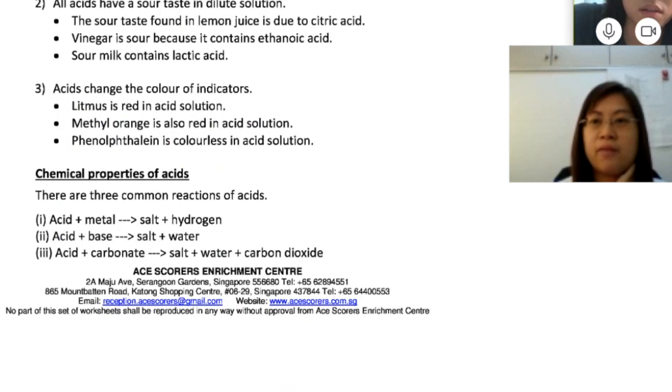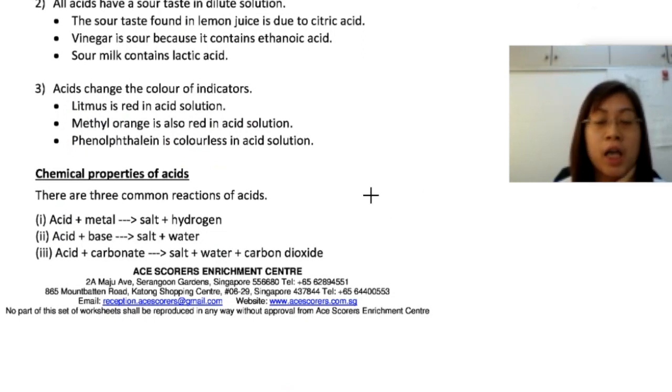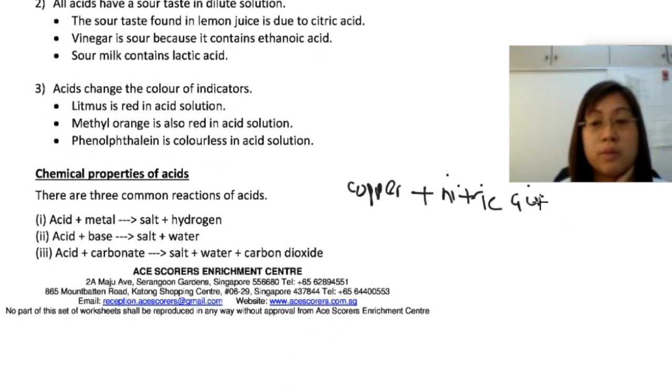Let me see if I can write something here. For example, if you have copper, copper is an unreactive metal. Now, copper can react with the nitric acid. The reason for this is because nitric acid is a very strong oxidizing acid. As for the equation, you don't have to learn how to write the chemical equation because actually this is not in our syllabus. But it's good to know because it came out a number of times in different school prelim papers.